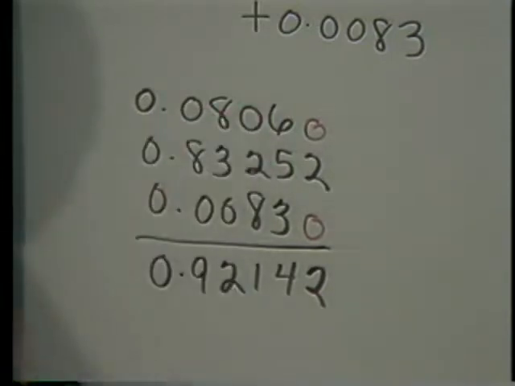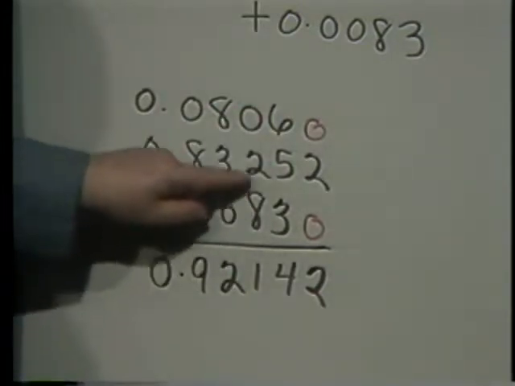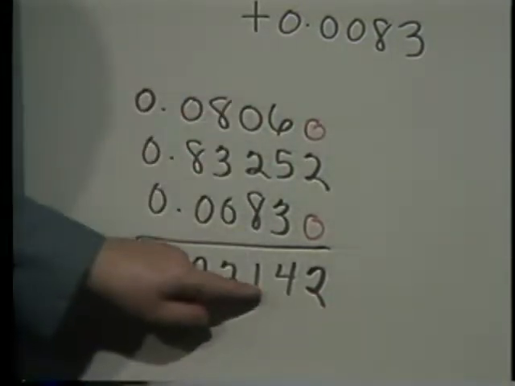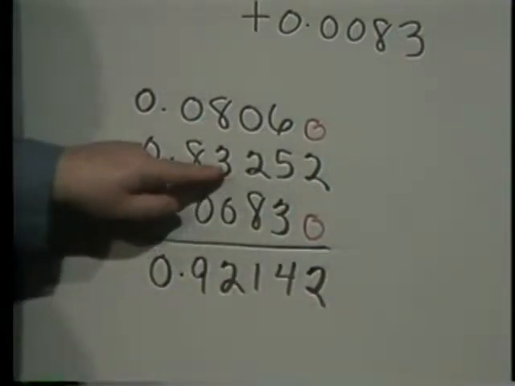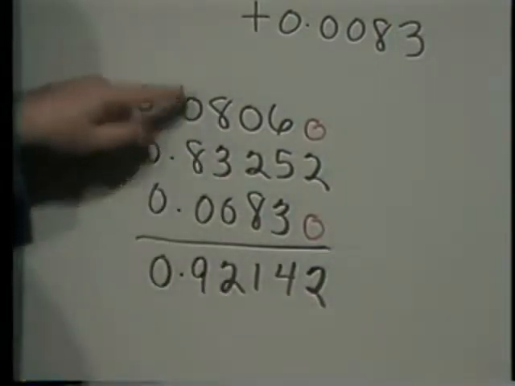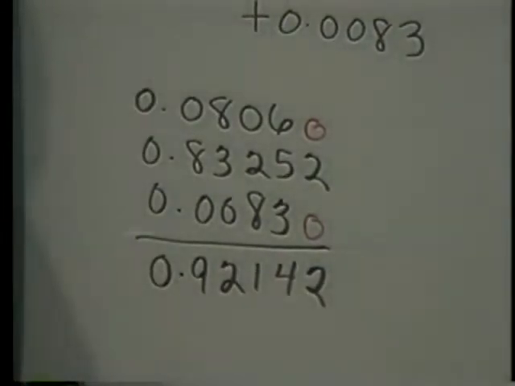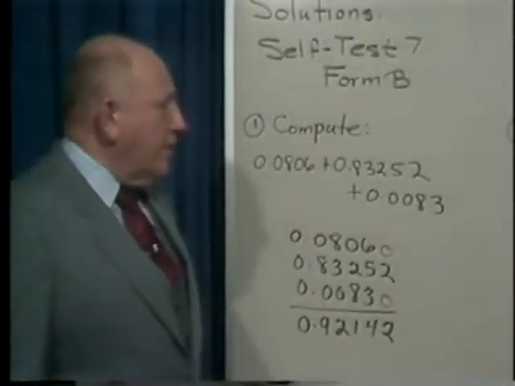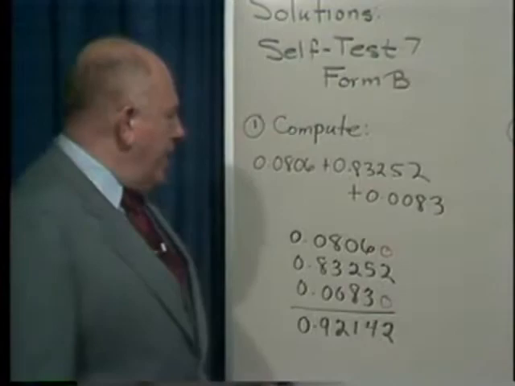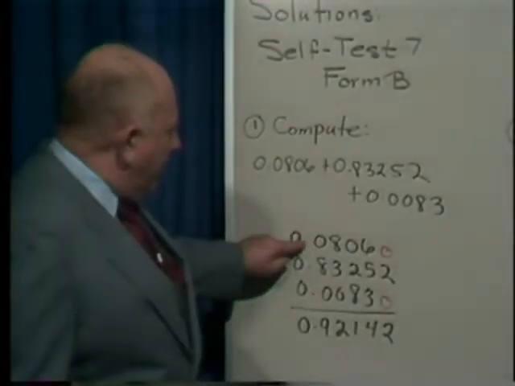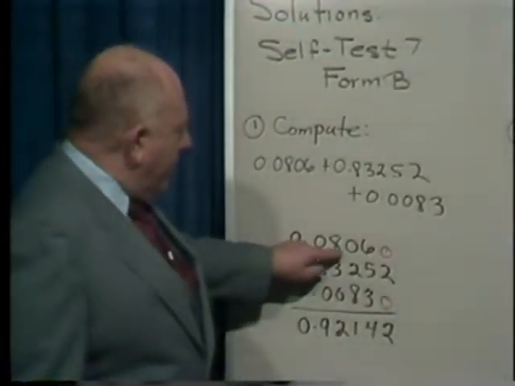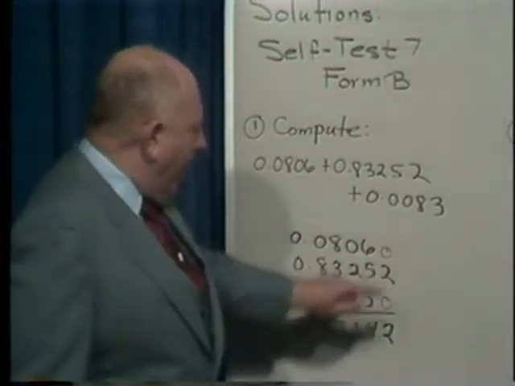2, 8, and 6 are 14, put down the 4, carry the 1. 8 and 2 are 10, and 1 is 11. Put down the 1 and carry the 1. 1 and 3 is 4, and 8 are 12. Put down the 2 and carry the 1. 8 and 1 is 9. The answer is 0.92142.